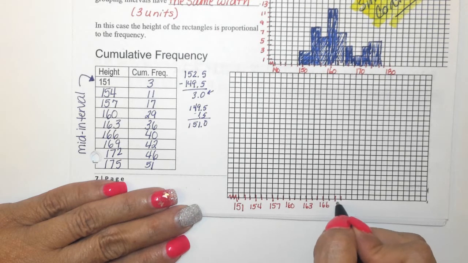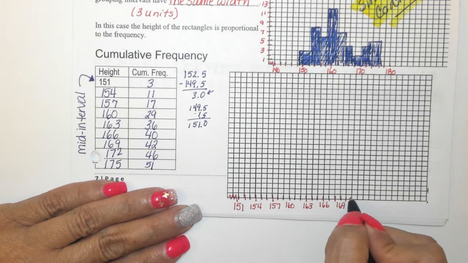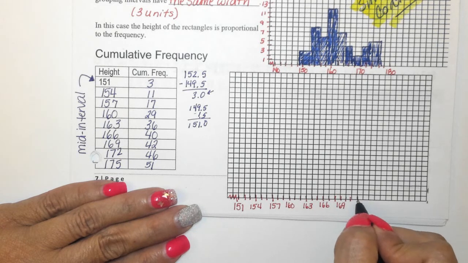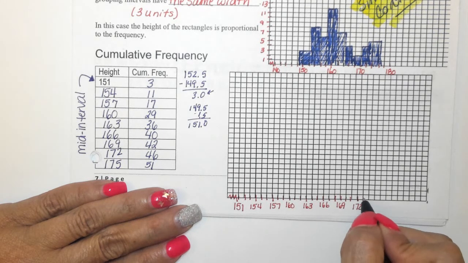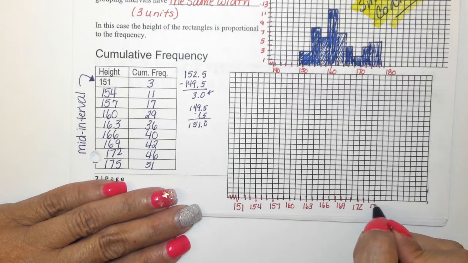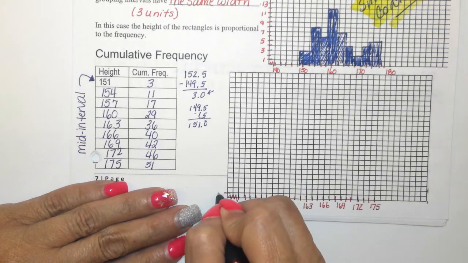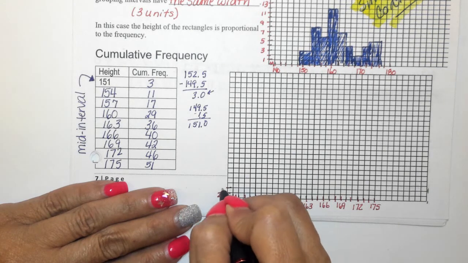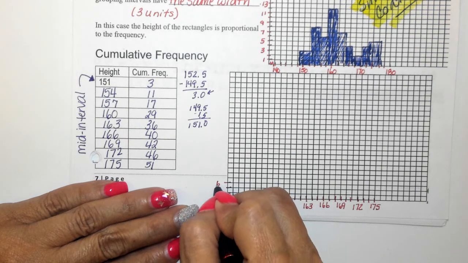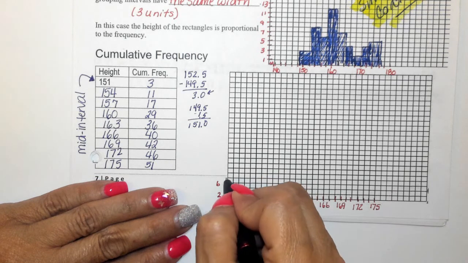67, 68, 69, 70, 71, 72, 73, 74, 75, and then I'm going to stop there. And then on the other side, I'm going to go by 2s. 2, 4, 6, I think that's going to give me enough.